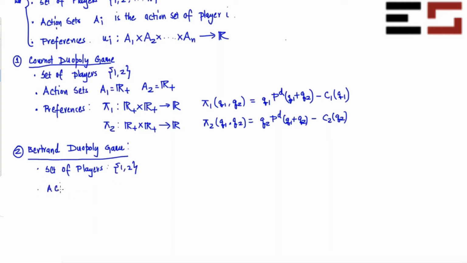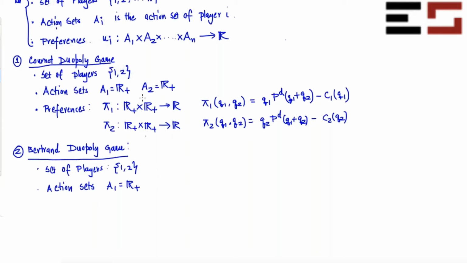And action sets. So again, by default, the action set will be that a firm can choose any non-negative price. Here the firm was choosing quantity, here the firm is choosing price. So the firm can choose any non-negative quantity, non-negative price. So the default action set is R plus.